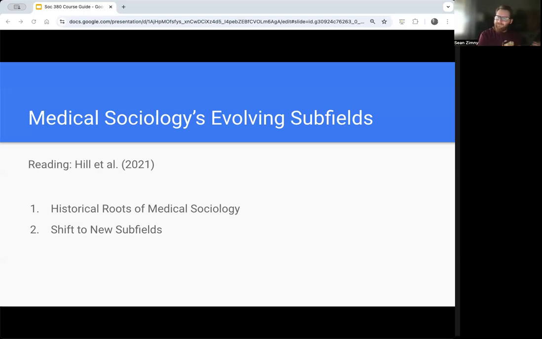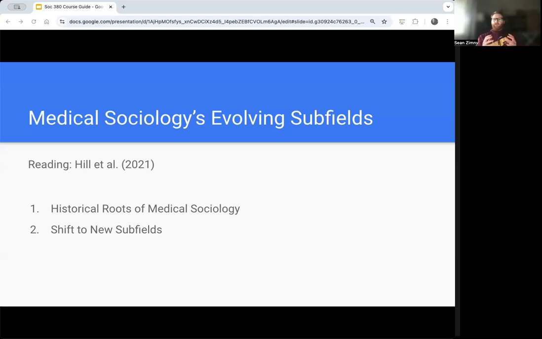Another key subfield in modern medical sociology is the look at how AI, artificial intelligence, is impacting healthcare outcomes and our experience with healthcare. I really encourage you to think critically about the future of the field, about the future of all of this, and how it's shaped by emerging health crises. Again, think about the COVID pandemic.